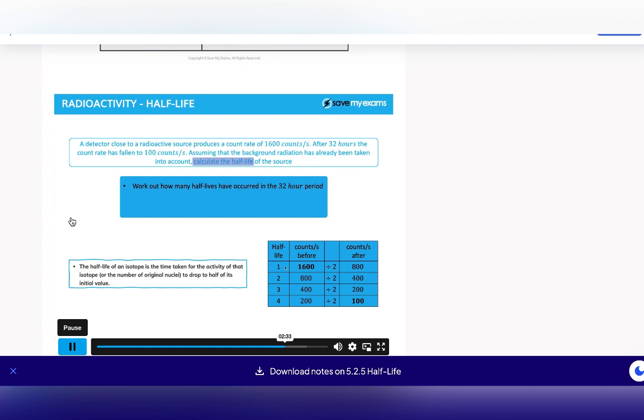What I can see from the table is that this takes 4 half-lives. So to get from 1600 to 100 requires 4 half-lives, and that I've captured in my answer window over there. So the source undergoes 4 half-lives in 32 hours. So we then can work out that each one of those half-lives takes 8 hours to complete. And that's the final answer to this question. The half-life of this particular radioactive source is 8 hours.